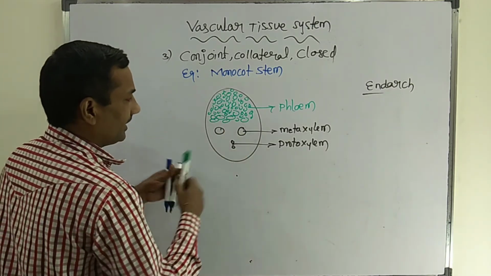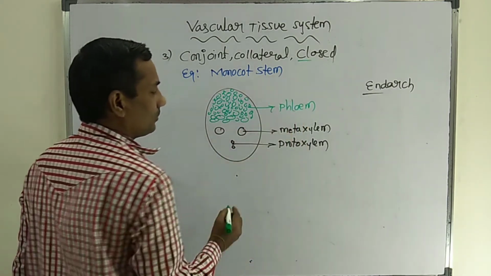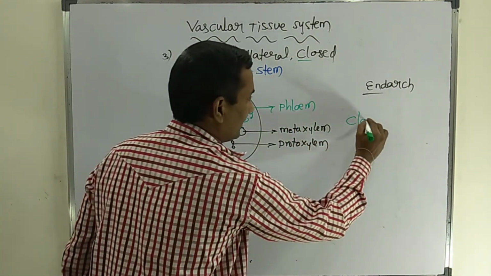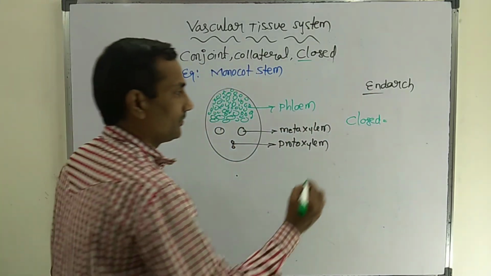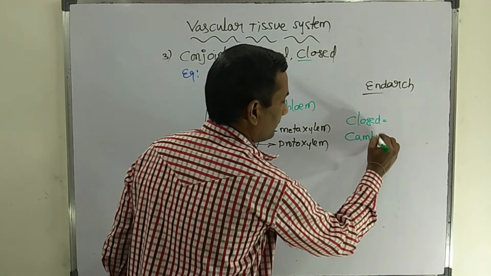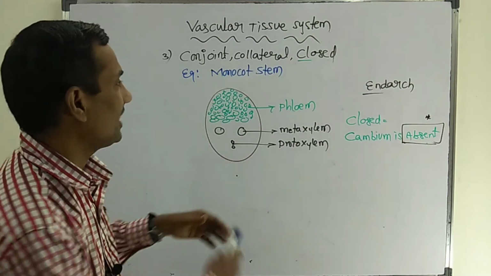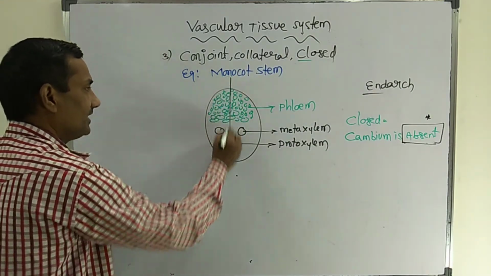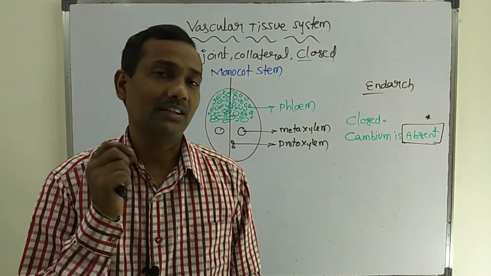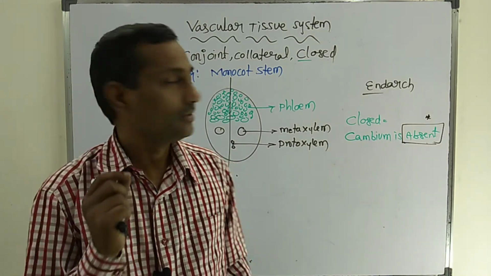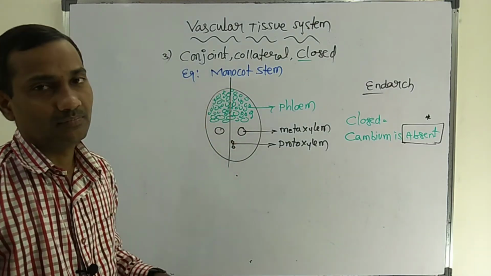But they are not separated by cambium. Cambium is absent. So that's why they are known as closed vascular bundle. It is a characteristic feature of monocot stem. Cambium is not found. Xylem and phloem tissues are found on the same radius. That's why they are known as conjoint collateral vascular bundle. This can be seen in monocot stem.